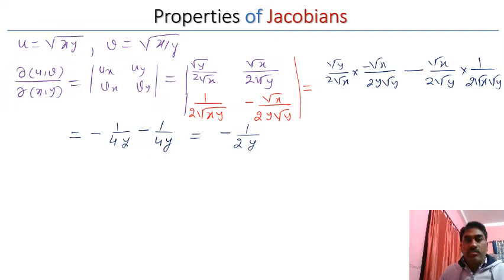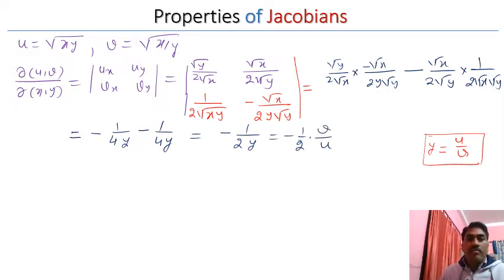And because you know what y is, I am writing y here separately. y was given as u by v. So what is this? This is minus 1 by 2 v by u.